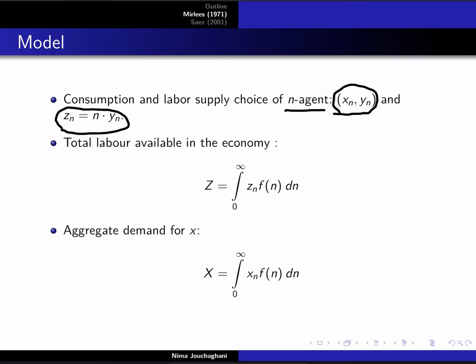So now given those optimal values, what we can derive are the aggregate correspondences. The total labor available in the economy, capital Z, is simply the individual labor supplies, and we integrate over the support of skill in the economy, and then we get the total labor which is available in the economy. This is what the government and the consumers can use for consumption. Then at the same time, we have capital X here, which denotes the aggregate demand for the consumption good. And this is simply the integral over skills of the individual demands for the good depending on ability.